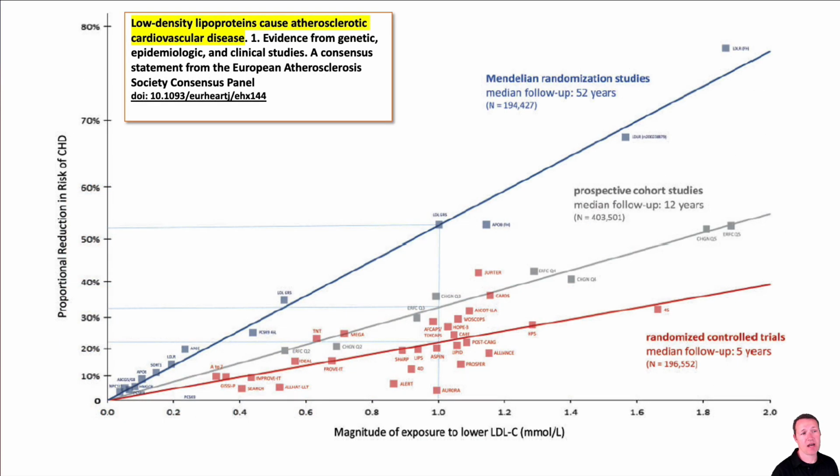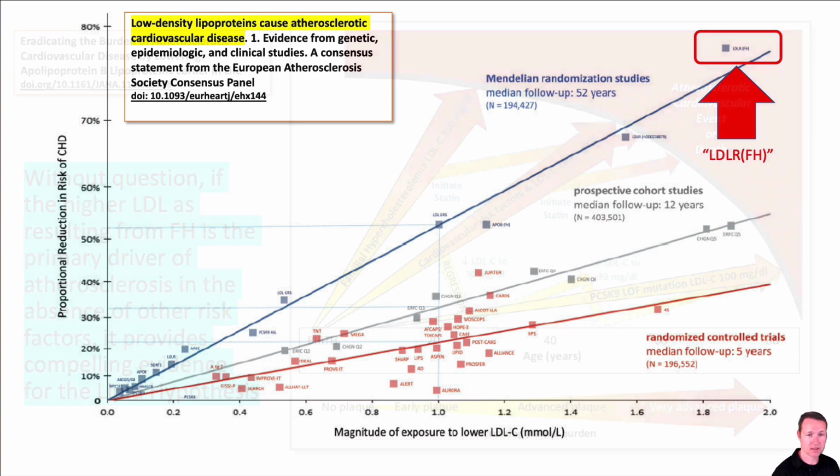You may have seen this graph before. This is from "Low density lipoproteins cause atherosclerotic cardiovascular disease." This, I think, came out in 2017 from the EAS. And without question, we can superimpose it. Right up here is the LDL receptor for FH. This is one of the strongest, most powerful indicators from conventional medicine's perspective to demonstrate that LDL causes atherosclerosis.